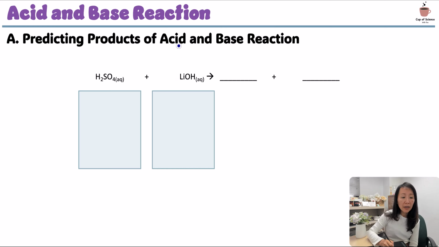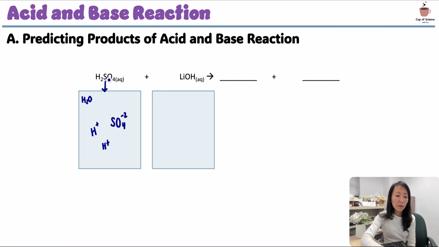So in a container, realistically, say this is a beaker filled with water, and it has sulfuric acid in it. And this has H pluses, hydrogen ions, and SO4 sulfate. Now it's every 2 hydrogen for sulfate. That's why I have drawn 2 for every 1 sulfate.